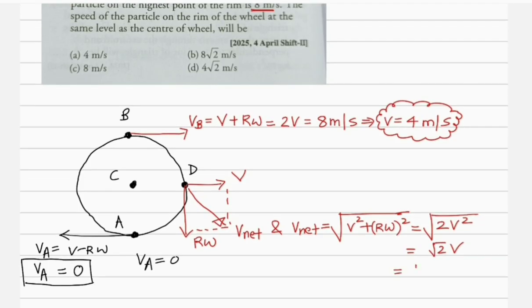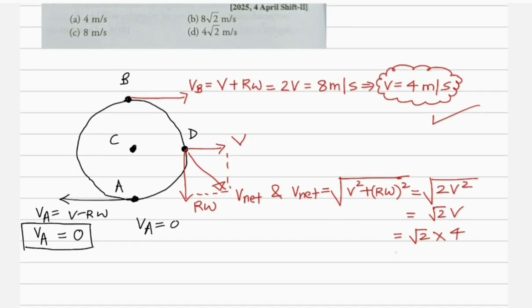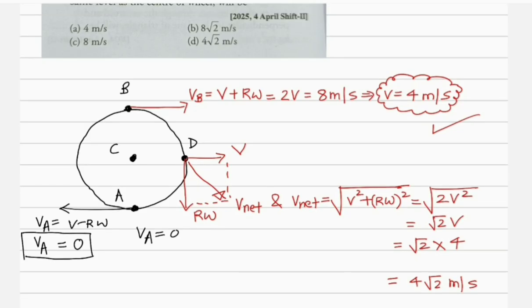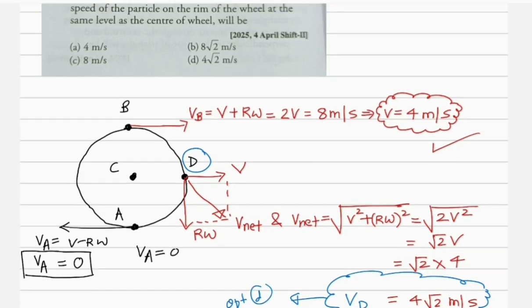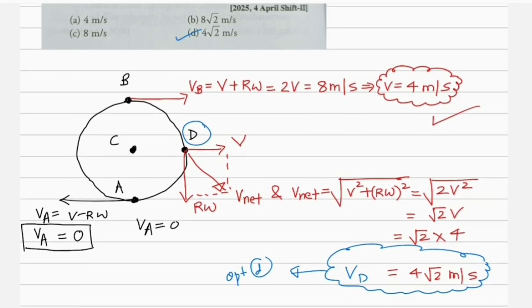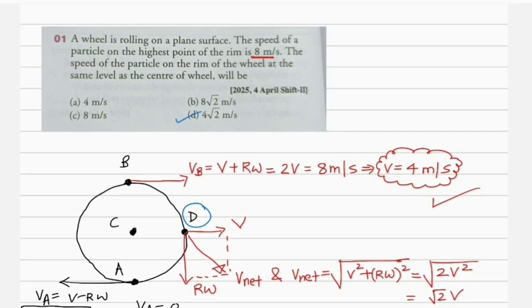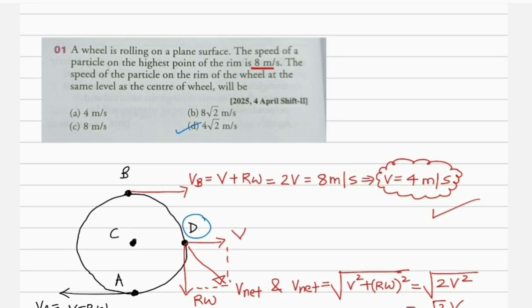And recently we got the value of v, how much did we get? It is 4 meter per second. So root 2 multiplied by 4. So overall your answer will be 4 root 2 meter per second. So this is the net velocity at which point? At point D. So label it as VD. Yes, the net velocity at point D, the magnitude you got is 4 root 2 meter per second, right? So this is going to match with option D, check. Option D, yes, 4 root 2 meter per second. Simple question.